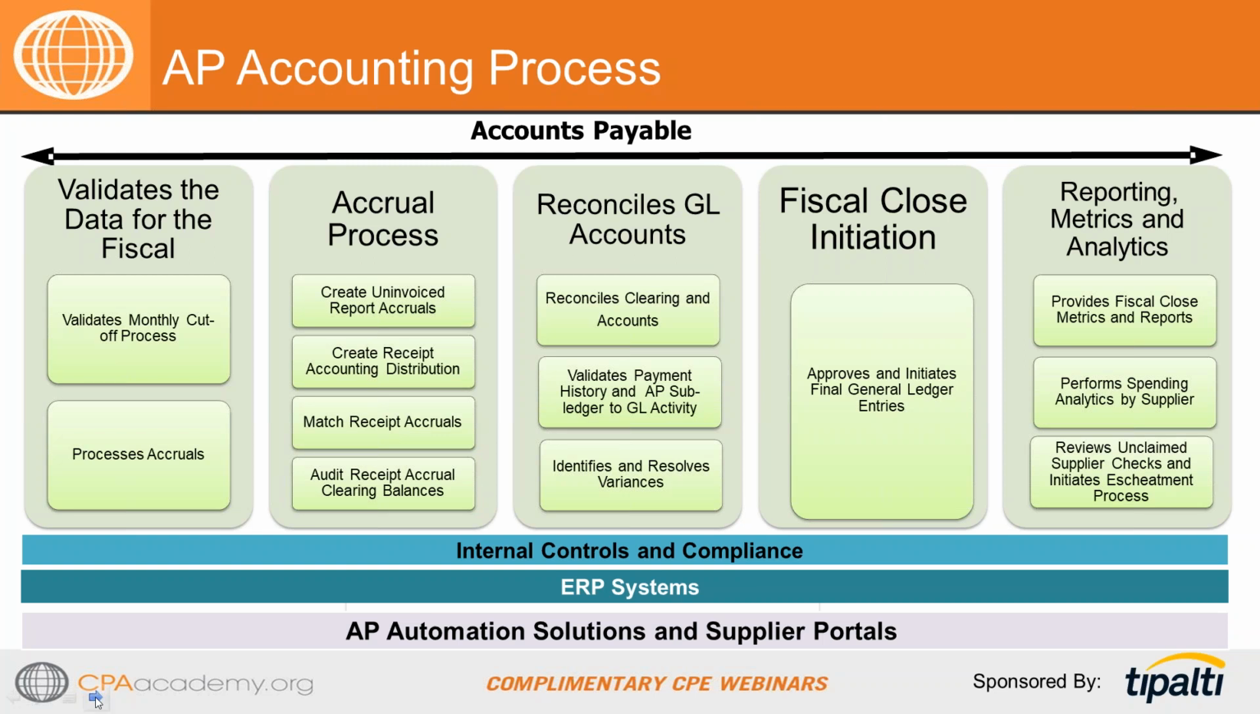Look at payment history and AP subledger to GL activity, identify and resolve variances, and with the fiscal close initiation here, we're approving and initiating the final GL entries. And from the metrics and reporting side of things, we look at fiscal close metrics reports, supplier analytics, spending analytics by suppliers, and what accounts payable is also responsible for is the escheatment process, or unclaimed property.